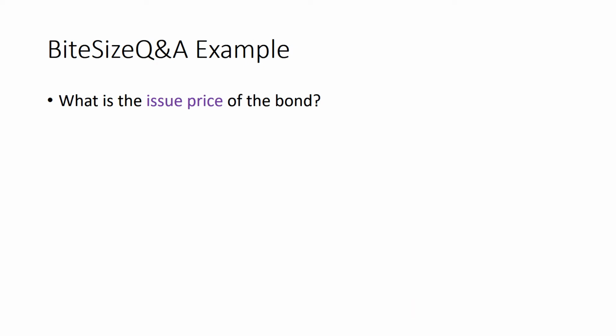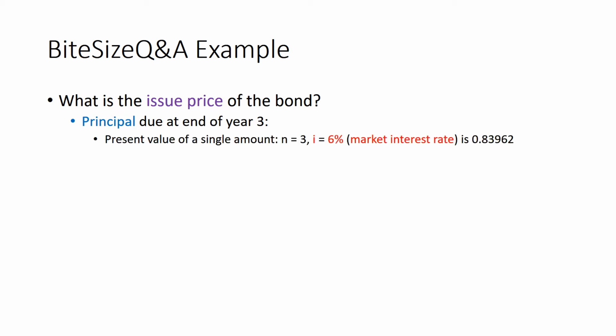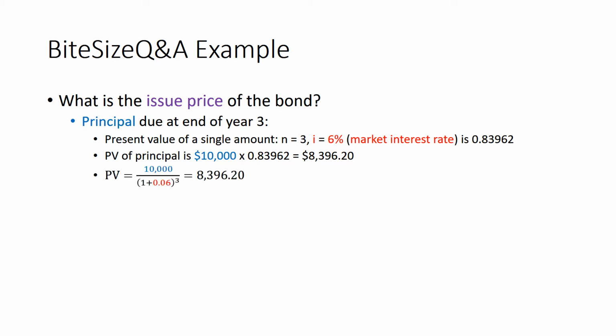We can figure out the issue price of the bond by first examining the present value of the principal. We know that the present value of a single amount for the period n equals 3 and the interest rate being 6%, which is the market interest rate, is 0.83962. So present value of $10,000, which is our principal, multiplied by this factor, will equal $8,396.20. We can also use the present value formula and we would find the same number.